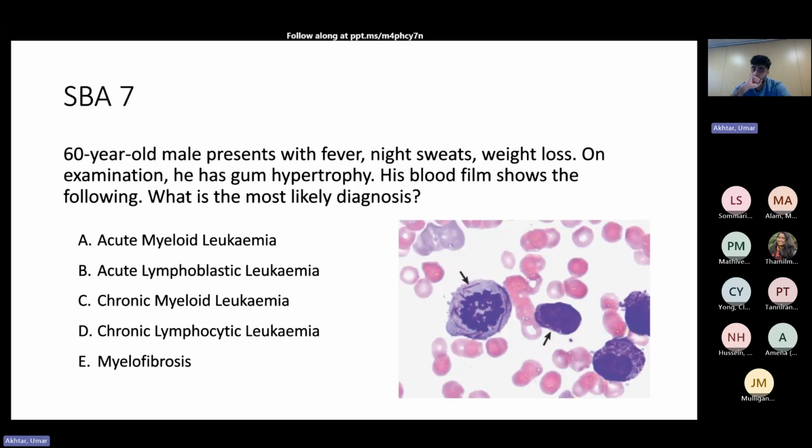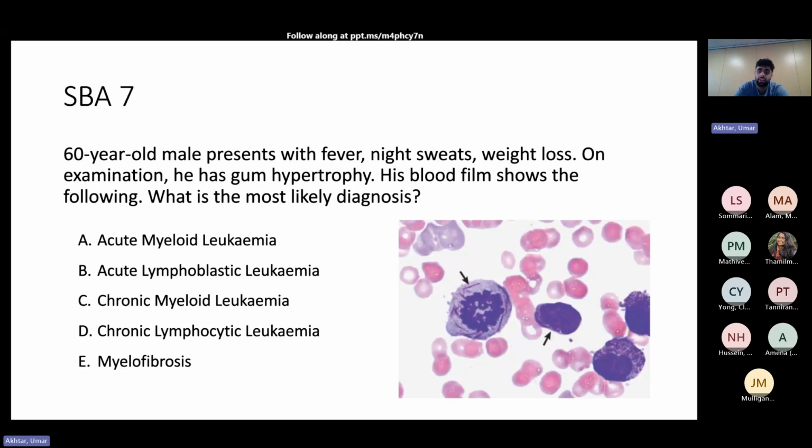Whoever wants to go. I'll go. So I'm thinking A, because the blood film is showing Auer rods, and also gum hypertrophy. The only one where you'd find gum hypertrophy is in acute myeloid leukemia. Yeah, that is exactly what we're looking for here.